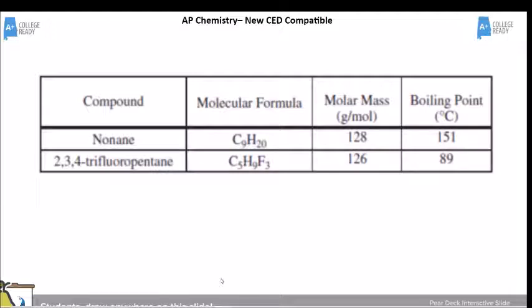Remember, LDFs can win sometimes. So if you look at nonane, it has a higher boiling point and it's nonpolar. So what's going on? It must just be that it has more LDFs and that those LDFs are stronger than the LDFs and the dipole-dipole forces of the 2,3,4-trifluoropentane. You don't have to know that just by looking at it. You just have to be able to look at the data and ask, what is the data telling me?